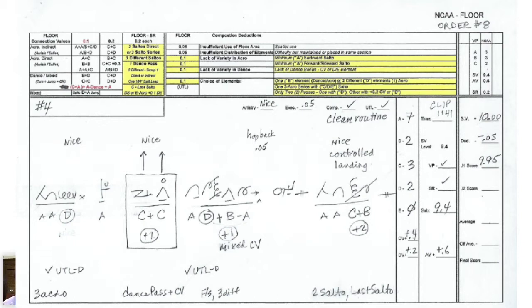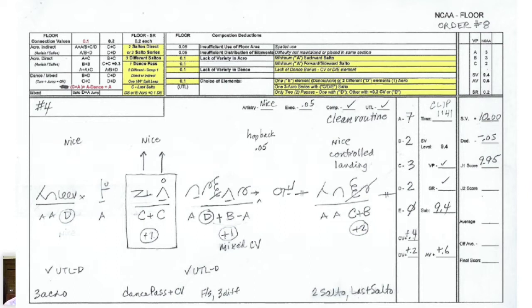She had 7 A's, 2 B's, 3 C's, 2 D's, no E's. She had 4 in connection, 2 in DE for 6. Therefore, she had a minimum of a 10.0 start. I had 0.5 for a 9.95 score.